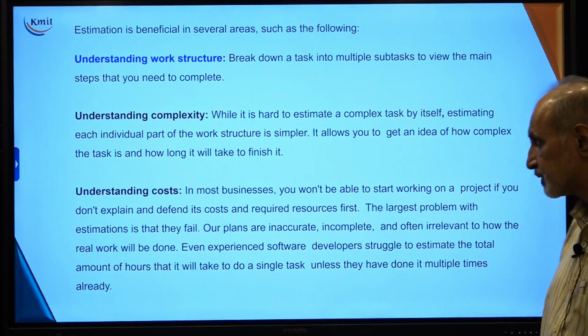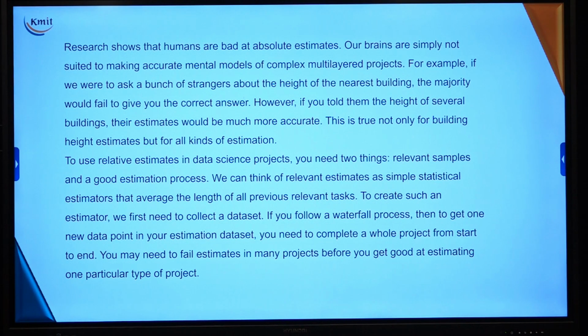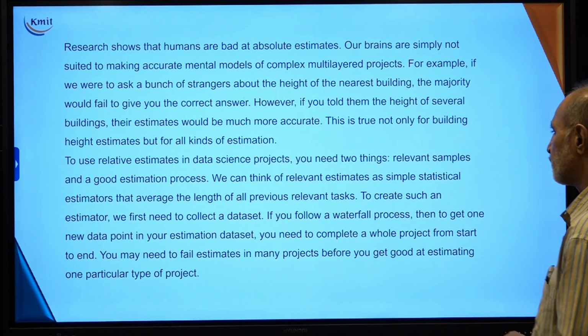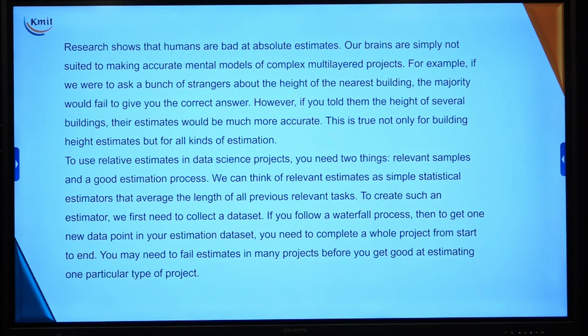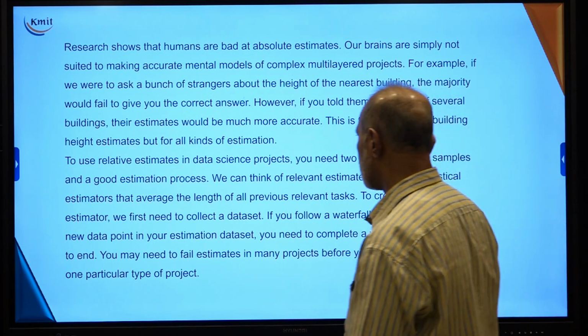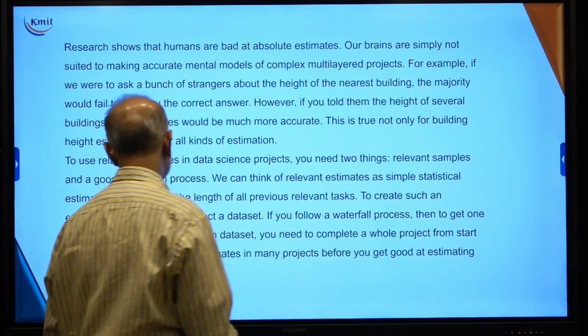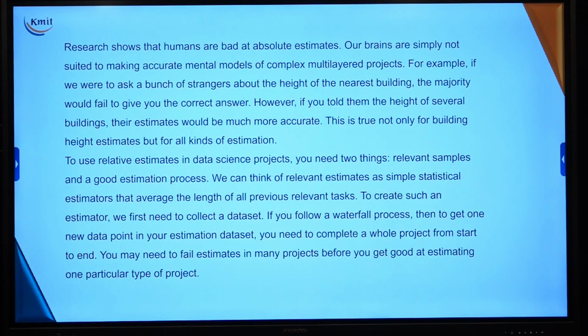So, estimation is essential, and research shows that humans are bad at absolute estimation. Our brains are simply not suited to make an accurate mental model of a complex multi-layer project. For example, if we asked a bunch of strangers about the height of the nearest building, the majority would fail to give the correct answer. However, if you told them the height of several buildings, the estimation would be much more accurate. So this gives me a very good idea about estimation. This is true not only for building height estimation, but for all kinds of estimation.